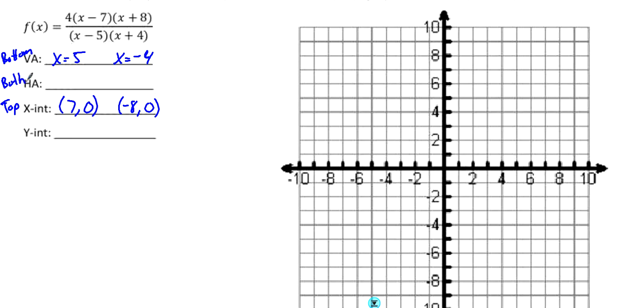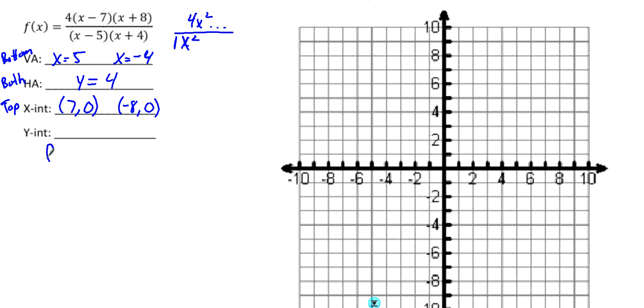Both gives you your horizontal asymptote, and what that means is you compare the powers of the both. So if you actually multiply this out, you would get 4x squared on top, and then some stuff, and at the bottom it's going to be x squared. Then you take the highest power of the top and the bottom and you compare them. Since they're the same, your horizontal asymptote is going to be the coefficients from the top and the bottom. So y equals 4.